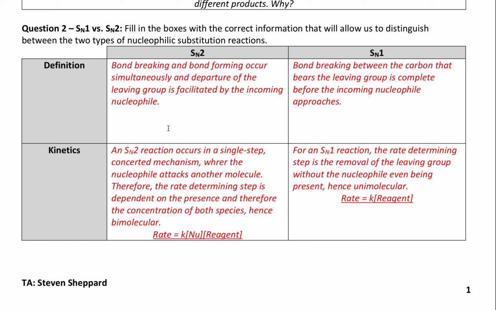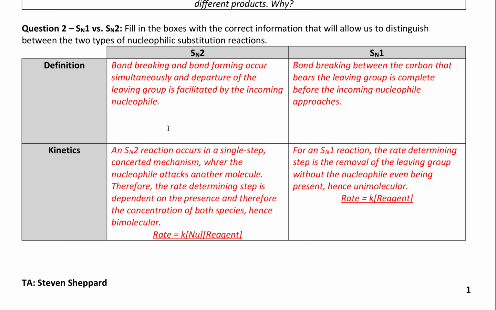So bond breaking and bond forming occur simultaneously, and departure of the leaving group is facilitated by the incoming nucleophile. All right, so let's break those words down. Bond breaking and bond forming occur at the same time, okay? So that means when that nucleophile comes in, we're going to form a bond, but at the same time, we're going to break a bond, which means kick off that leaving group.